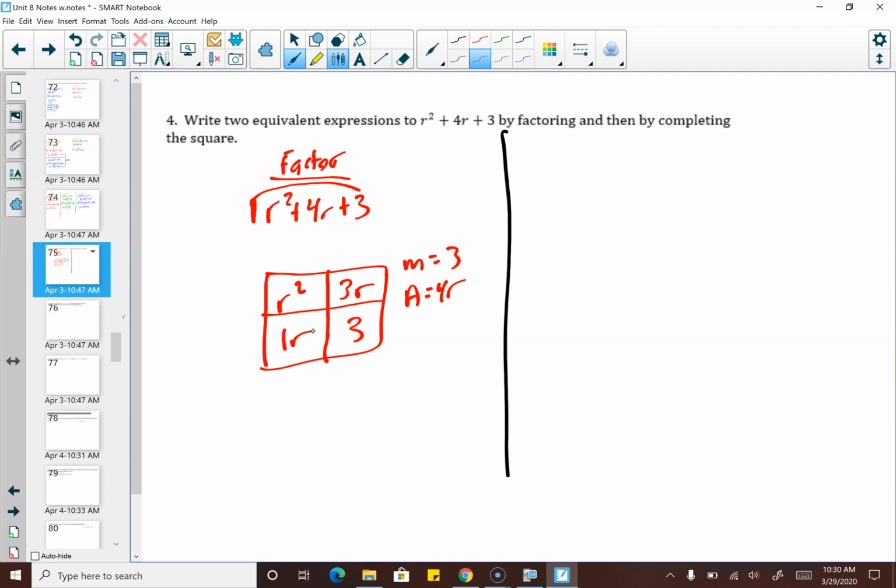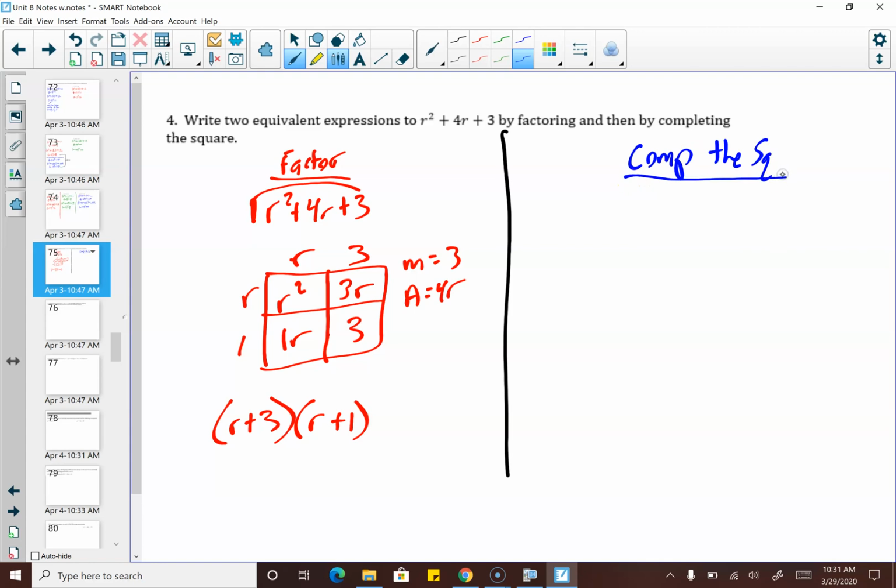So as we build our boxes, we have an r, 3, and 1. So we have (r plus 3) and (r plus 1) as our two parentheses. They didn't ask us to solve, they just wanted equivalent expressions. So when we factor, those are our equivalent expressions.